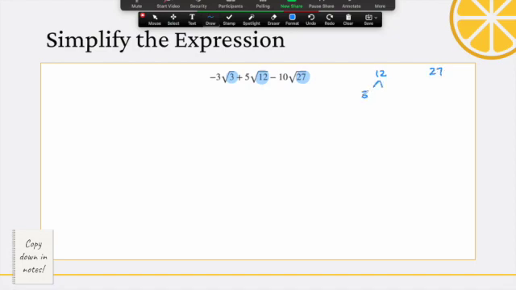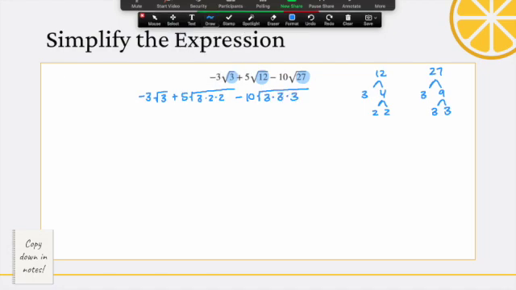From 12 we get 3 times 4. This turns into a 2 times 2. Over here we have 3 times 9, and that would be 3 times 3. So my new expanded expression is negative 3 square root of 3 plus 5 square root of 3 times 2 times 2 minus 10 square root of 3 times 3 times 3.